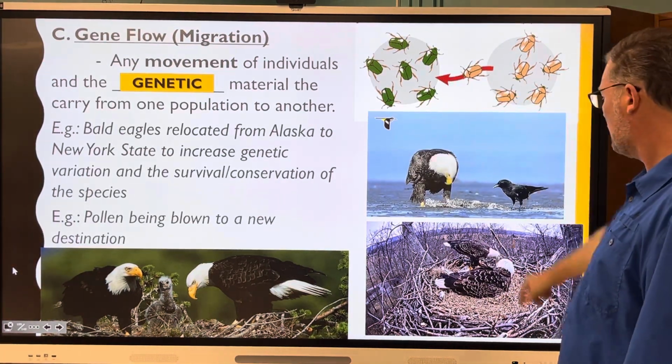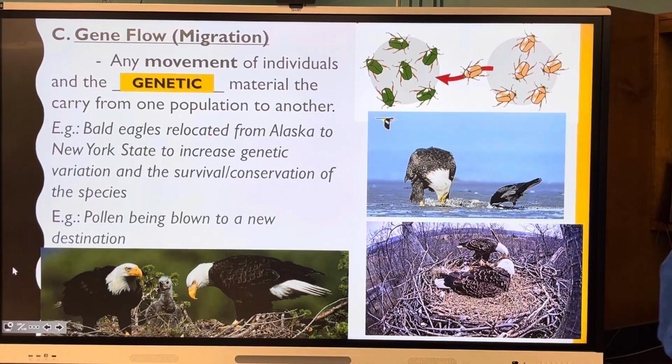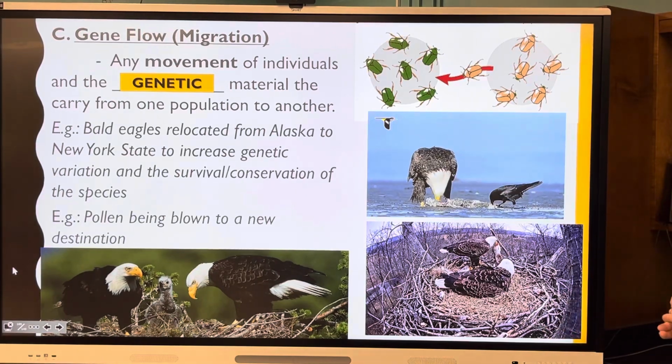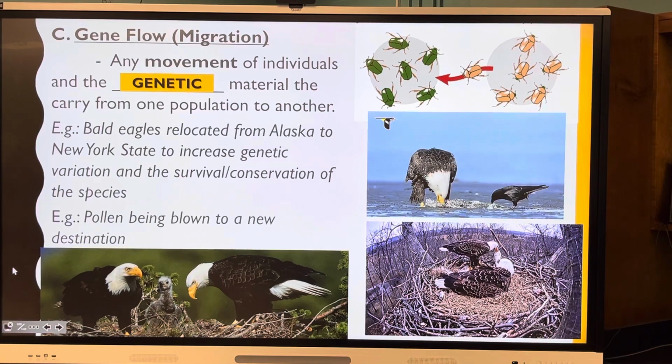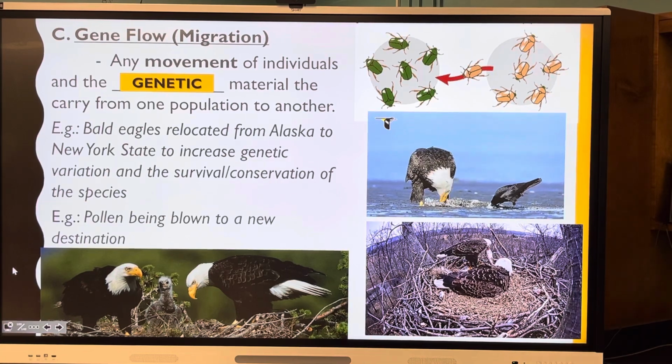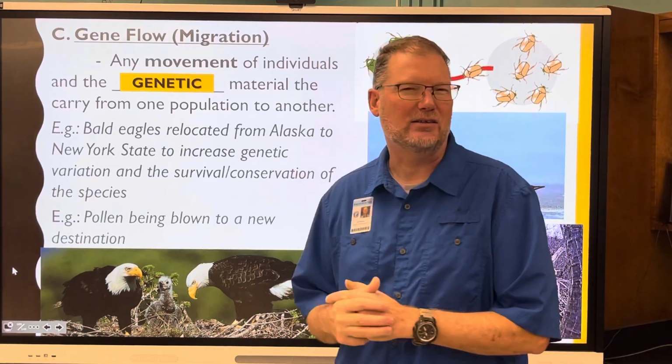Example. So here's an example. Bald eagles relocated from Alaska to New York State were relocated because they wanted to increase the genetic variation and the survival conservation of these species. Why did they have to do it in the first place? Because humans are stupid. I keep coming back to that, don't I?